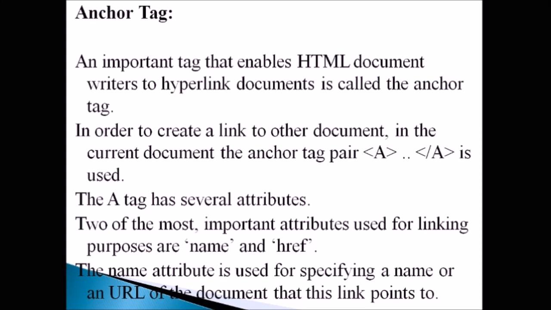Okay, in order to create a link to another document in the current document, the anchor tag pair A and /A is used. Okay, the A tag has several attributes. Among those attributes, two of the most important attributes used for linking purposes are name and href. Okay, so these are the basic and important attributes which will be used for the anchor tag to make hyperlink documents. The name attribute is used for specifying a name or a URL of the document. Okay, actually the document to which we should move should be given in this attribute.